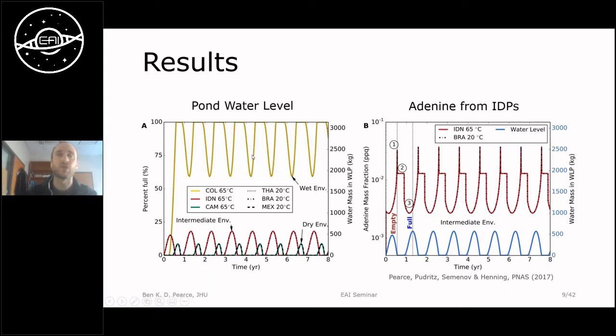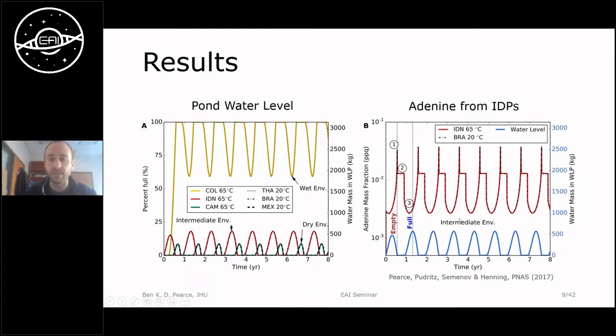So instead of just trying to model all these different latitudes and longitudes on Earth, we just chose 3 different environments which characterize 3 potential different pond conditions on early Earth. So we call them the wet environment, which never dries down completely, the intermediate environment, which has a 6-month wet and 6-month dry period, and the dry environment, which has a 3-month wet and 9-month dry period.